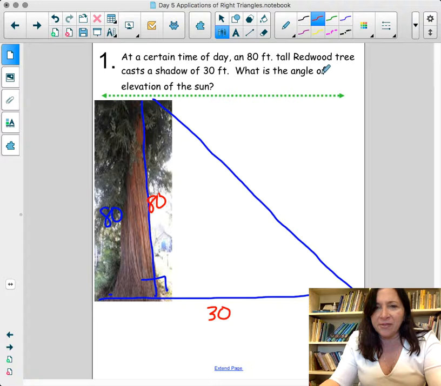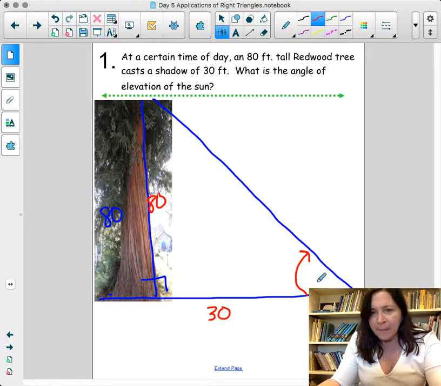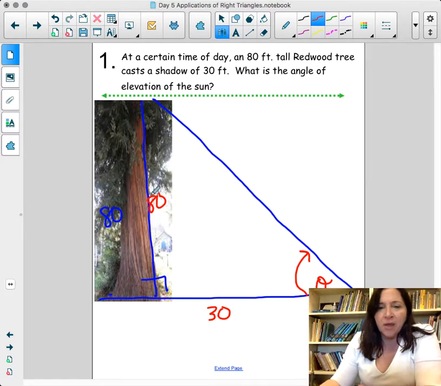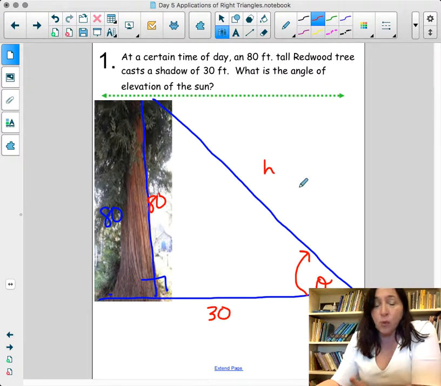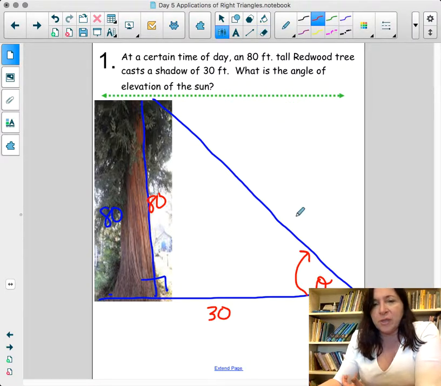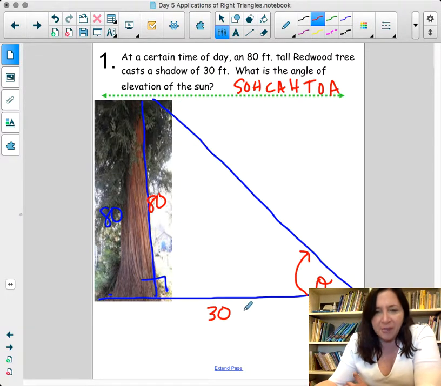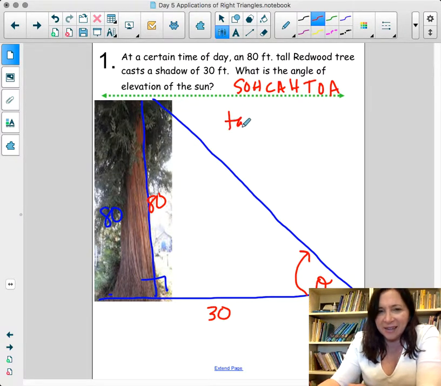And so your job is to figure out what angle is the angle of elevation. So that's the angle right here. So we're going to find theta. Now, we don't have the hypotenuse, and nor did they ask me what the line of sight was. So we are not using the hypotenuse. So you have to ask yourself, which trig function? I have sine is opposite over hypotenuse, cosine is adjacent over hypotenuse, and tangent is opposite over adjacent. So which one of these does not use the hypotenuse? And if you answered tangent, you're right.